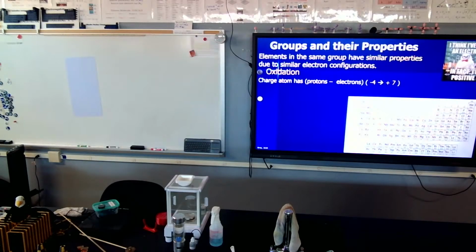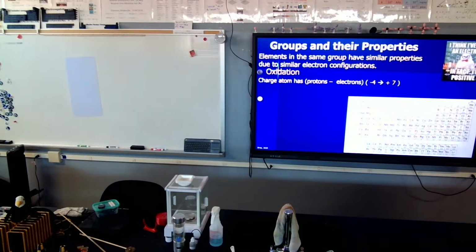Now, we're going to talk quite a bit more about this later, just a hint. A neutral element with the same number of protons and electrons has an oxidation of what? That's a mathematical formula: protons minus electrons is oxidation. So you have a neutral element with the same number of protons and electrons. What will its oxidation be? 0, exactly. If there's the same number of protons and electrons, the oxidation is just going to be 0.